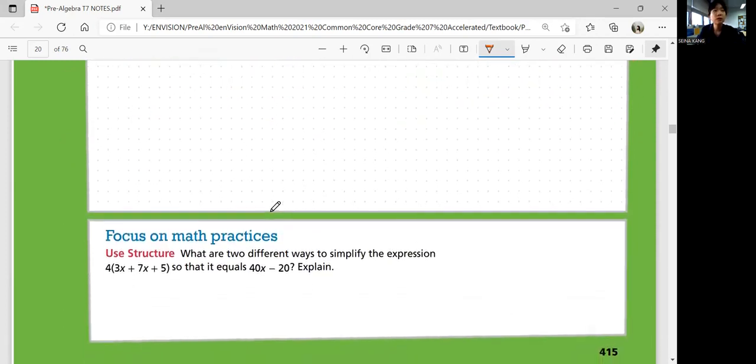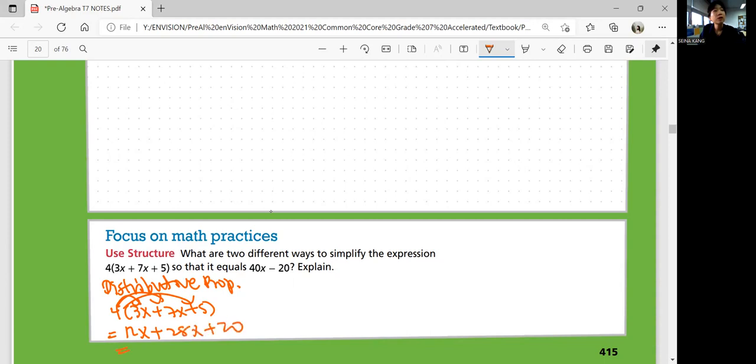Let's look at focus on math practices. What are 2 different ways to simplify the expression 4 times (3x plus 7x plus 5) so that it equals 40x plus 20? Let's see. You can use the distributive property to distribute the factor 4 out and then have 12x plus 28x plus 20, and it's going to equal 40x plus 20, right? I think that's a typo on the slide, plus 20. Sorry.